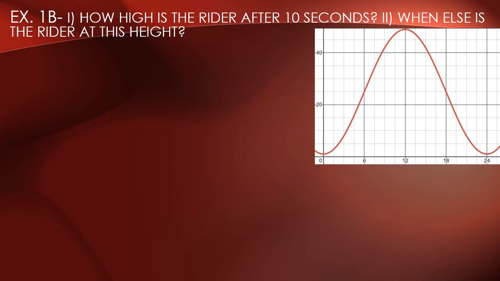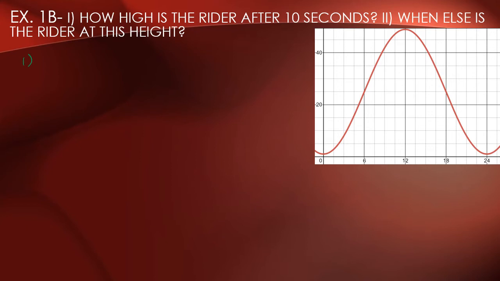Now I've put the graph back up there just so we can see it, so I don't have to redraw it, because we're going to use it. How high is the rider after 10 seconds? When else is the rider at this height? Well, I've given you a time, 10 seconds, that's t. It doesn't matter which of your two functions you pick. I'm going to pick the sine function, but honestly you'll get the same answer.